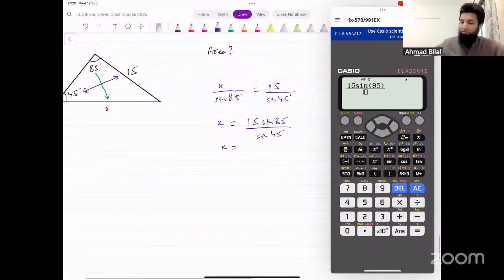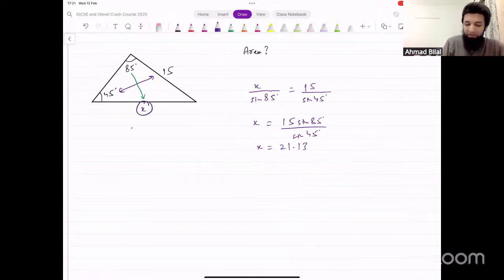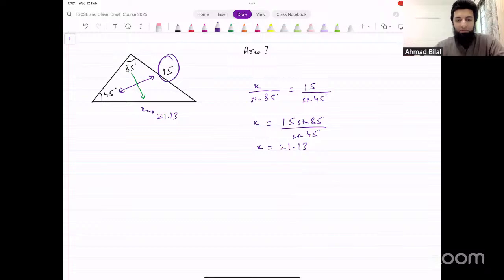What does that give us? This gives me the value of x, which is 21.13. So what I've done now is I found this missing side as well. Once we have found the value of x, we know that this is 21.13. So now we have two sides of the triangle. One was 15, that was already given to us, and we have used the sine rule to find another side of the triangle. So now we have two sides of the triangle.